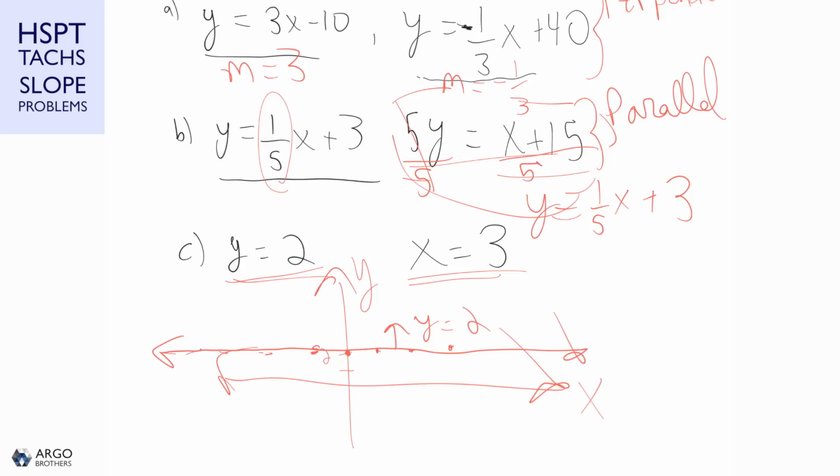Now let's look at the line x equals 3. Well, x equals 3 is here, but also x equals 3 is here, and here, and here, and here. So the line x equals 3 is a purely vertical line. So this is x equals 3, and that line is parallel to the y-axis. So y equals 2 is parallel to the x-axis, and x equals 3 is parallel to the y-axis.